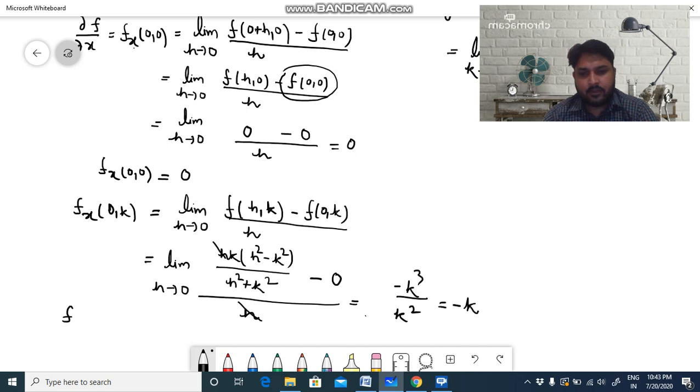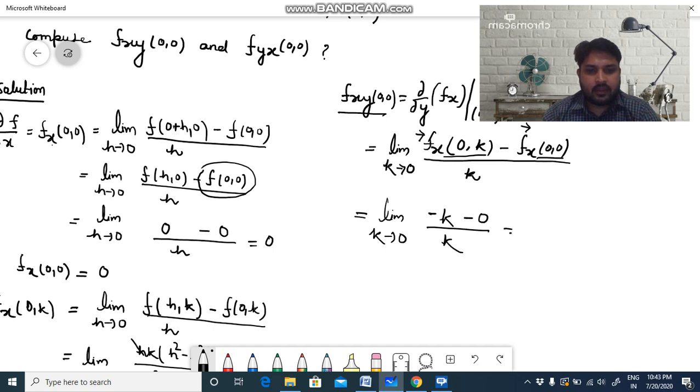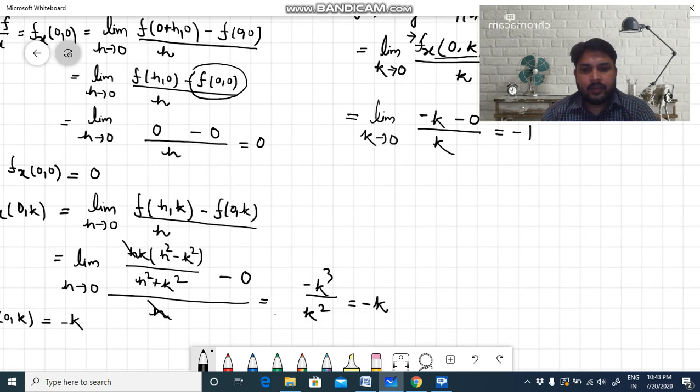So fx at point (0, k) is equal to minus k. So to compute fxy at point (0, 0), we will put these two values in this formula. We get limit k tends to 0. Here we will use minus k and minus 0 upon k, and this gives us the value minus 1.